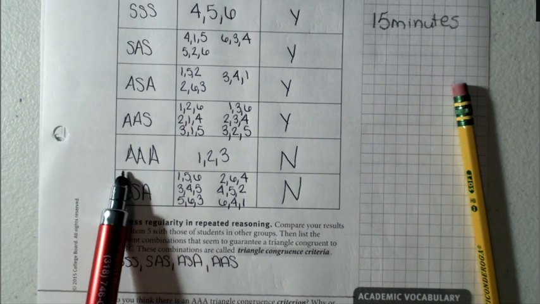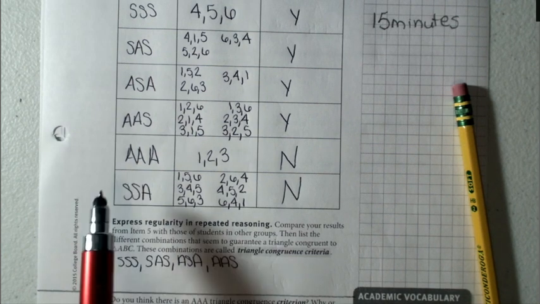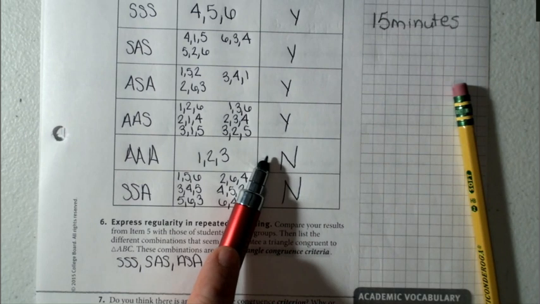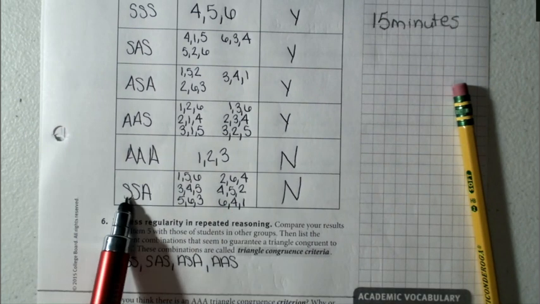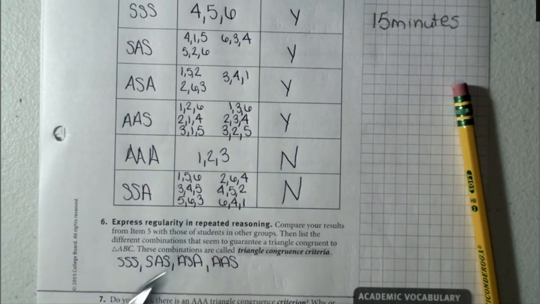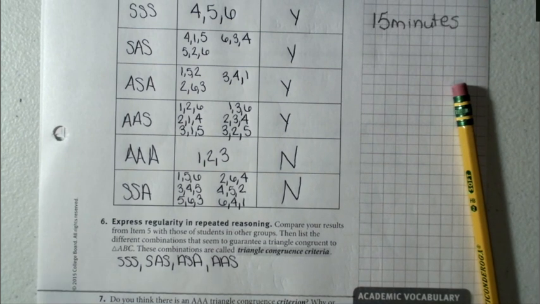However, if I chose to use the three angle pieces, I cannot always guarantee that my triangle is going to be the same measurement. Same thing if I use side side angle. If I use two sides and an angle that follows, I cannot necessarily guarantee that the triangles will always be congruent.